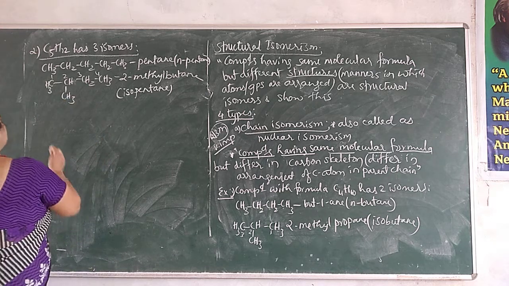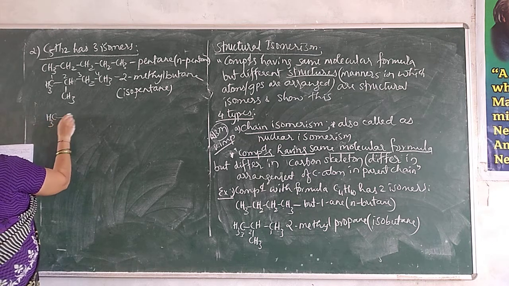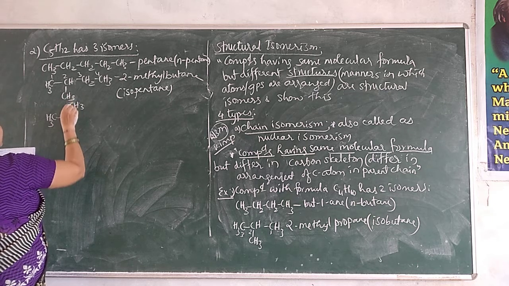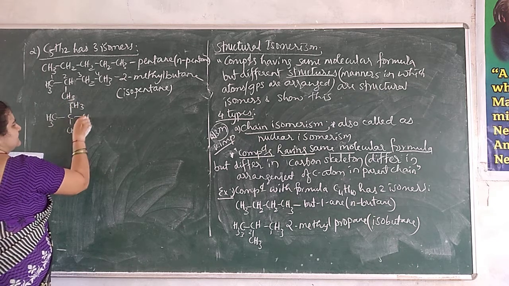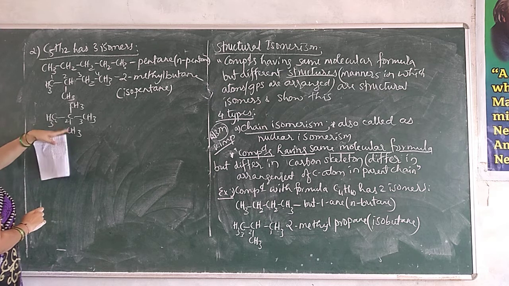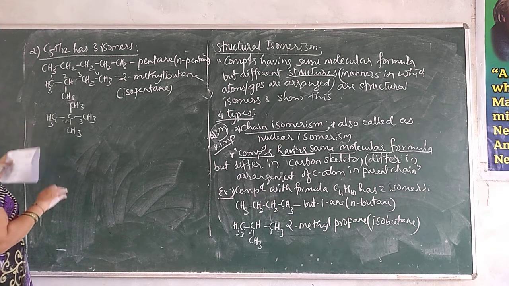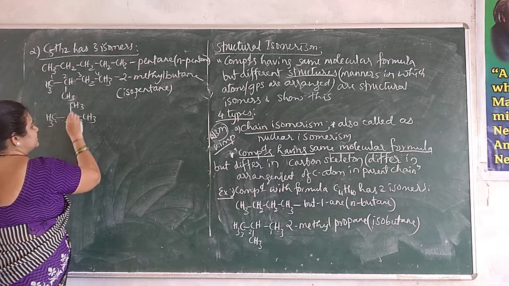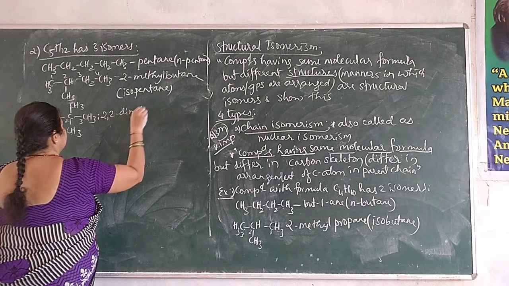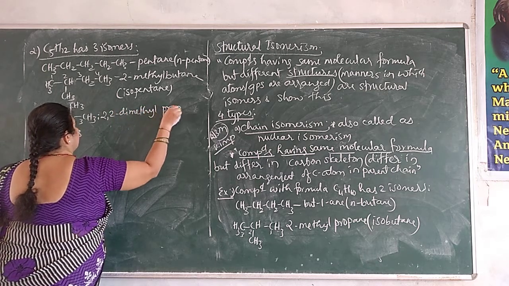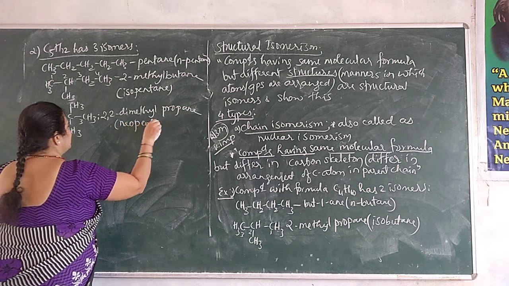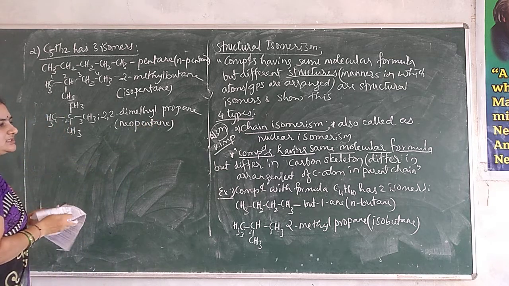Okay, so next, the third isomer, CH3, C, CH3, CH3, CH3. So 1, 2, 3. Anyway, you can number 1, 2, 3 from either side, the same numbering is there. In the second position, 2 methyl groups are there. So the name is 2,2-dimethylpropane, or in the common naming, it is called neopentane.